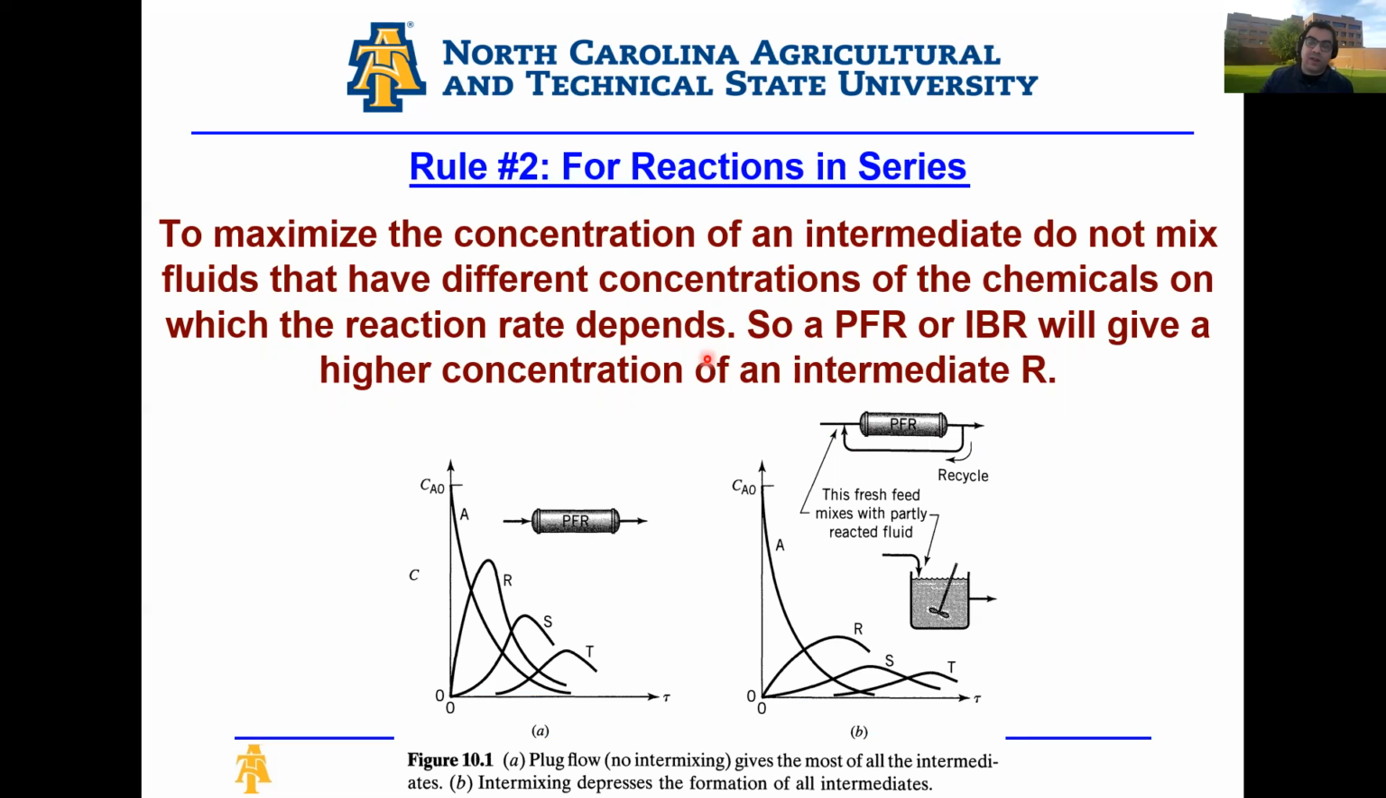You don't want to recycle a stream with a very high concentration of the reactant with a feed which has a low concentration of the reactant, or recycle with a low concentration of the intermediate with a feed that has no concentration of the intermediate. You want to minimize this mixing of the different streams. So basically a PFR or an IBR will give a higher concentration for an intermediate.